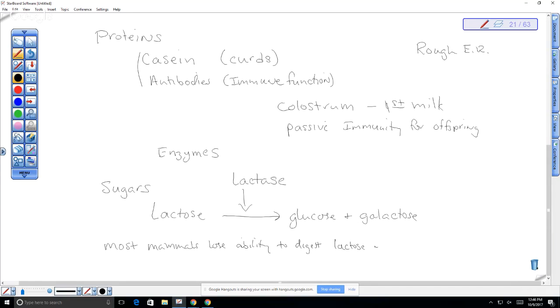Most mammals lose the ability to digest lactose upon weaning. The reason you don't want to give it to them is that instead of them digesting it, it gets digested by bacteria in the large intestine, and it produces gas, which causes the intestine to bloat, right? It can also lead to diarrhea, which is the loss of water in the feces, which is a really bad thing because that can lead to dehydration, right?